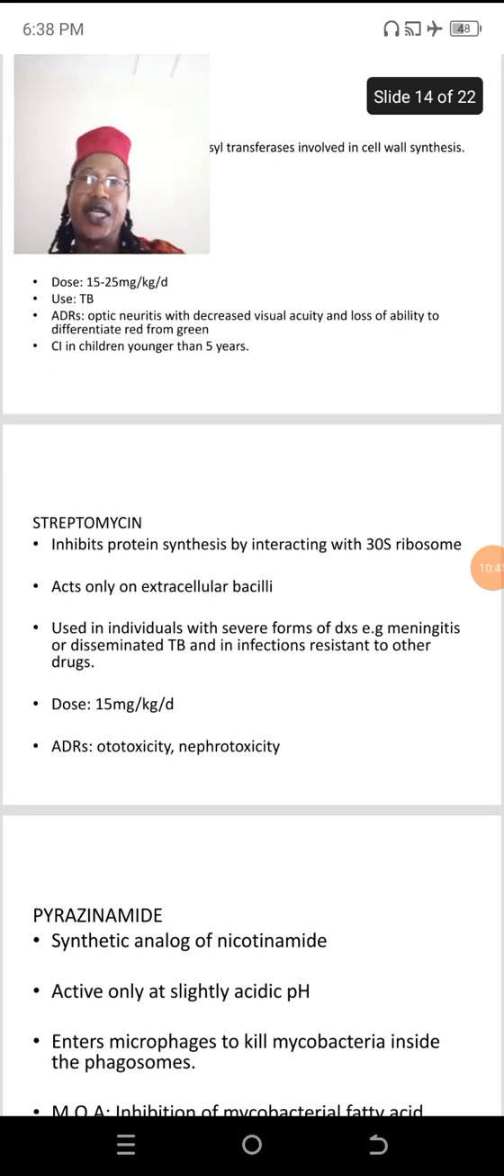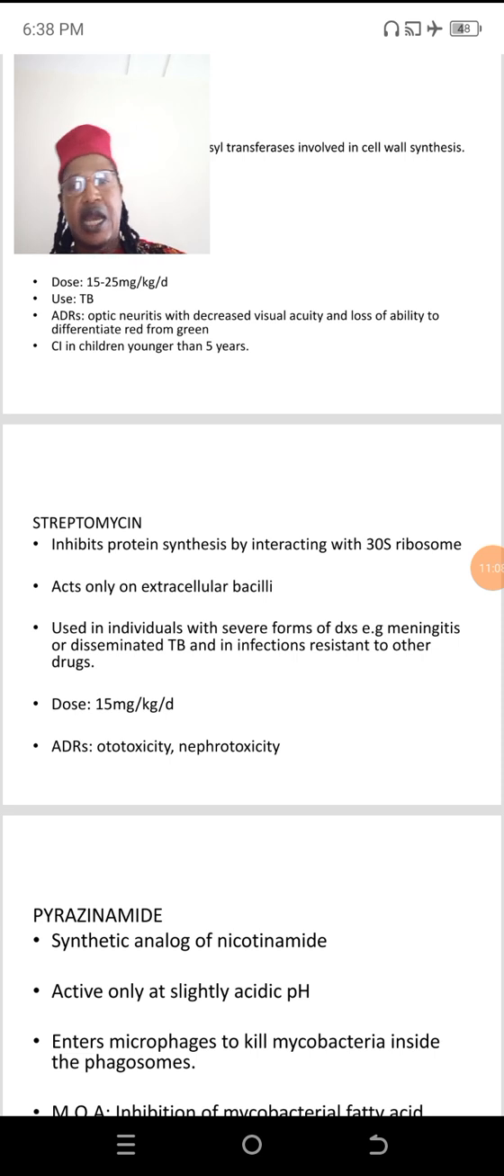Streptomycin is another first line antituberculous drug, and it acts by inhibiting protein synthesis. It acts only on extracellular bacilli. It was the first clinically available effective drug for the treatment of tuberculosis, but now its use has reduced drastically. It is now used for patients with severe forms of disease, e.g., patients with tuberculous meningitis, patients with disseminated tuberculosis, and also in tuberculous infections that are resistant to other drugs.